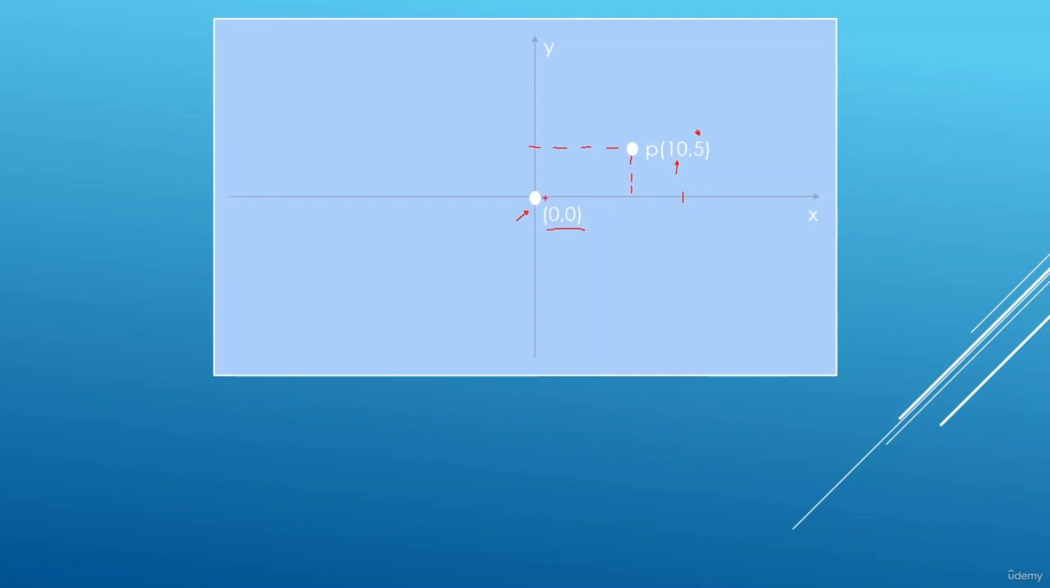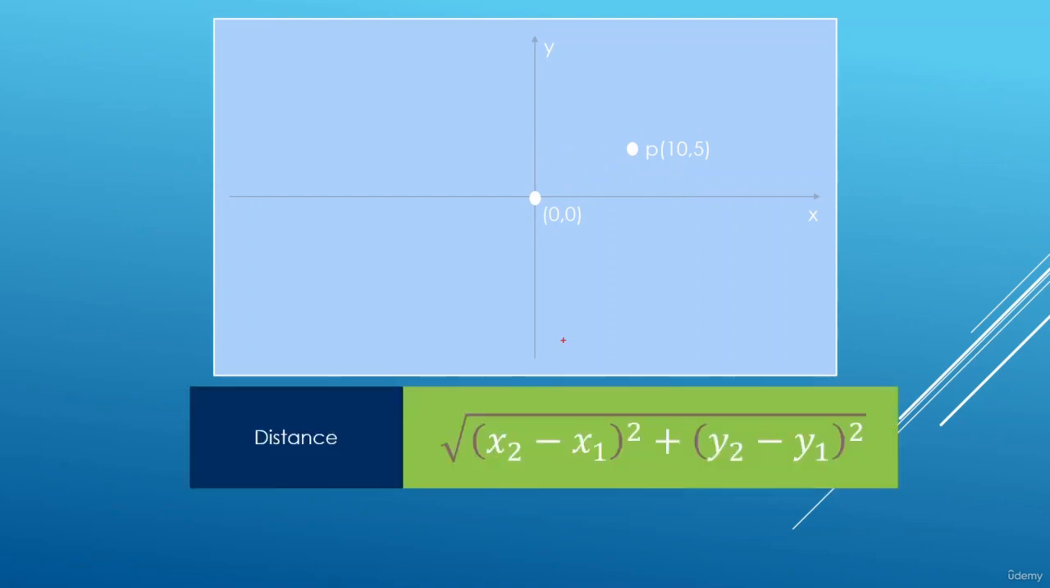But what we want to do is to compute the distance between 2 points. So we want to do something like this, and know the distance between this point here and this point here. And the formula to do that is what we see here. In this point, what we're going to do is treat the 10 here as our x2, and the 0 here is going to be our x1. Then the 5 is going to be our y2, and the 0 here is going to be our y1.